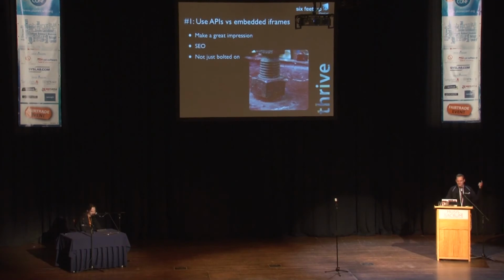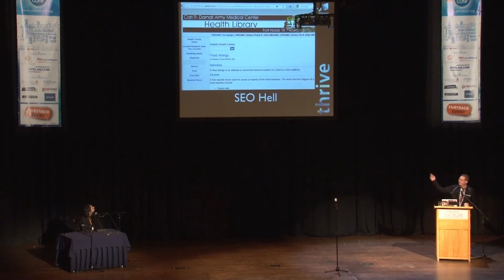But number 1, use APIs versus embedded iframes. I mean, except if you're doing like iframe work like Rock does. But in this case, it's good for SEO. It just doesn't look bolted on. It looks very professional. In this case, how many times have you seen a crazy URL like that that isn't actually part of their own site?